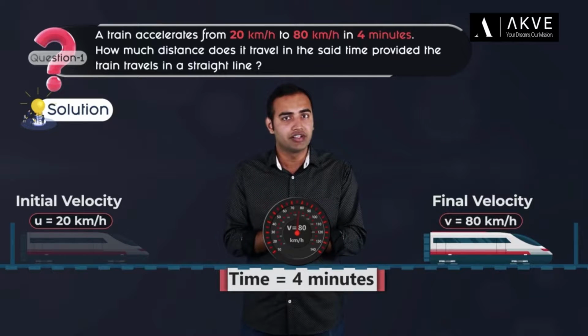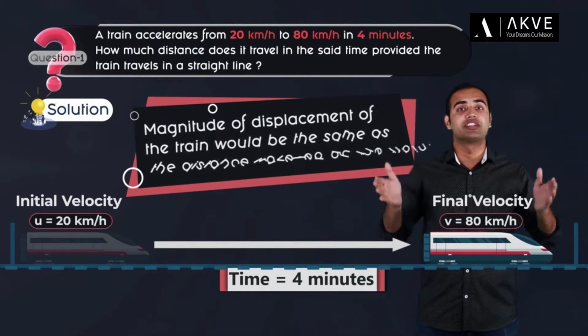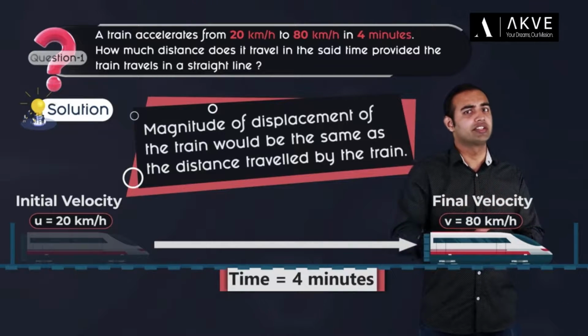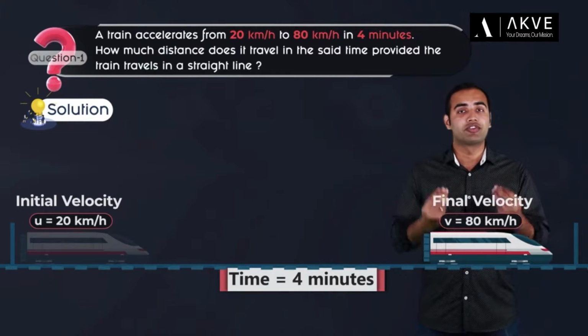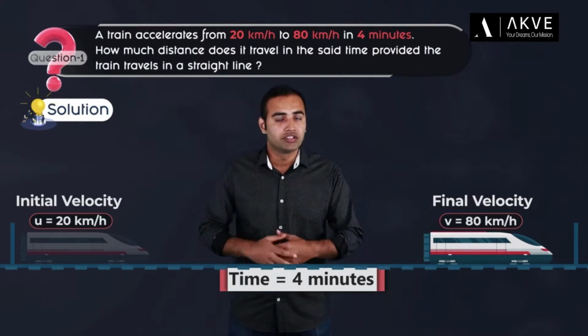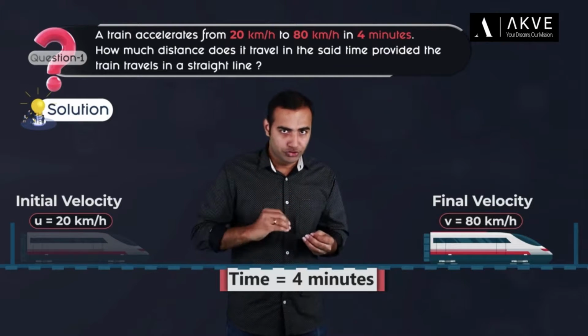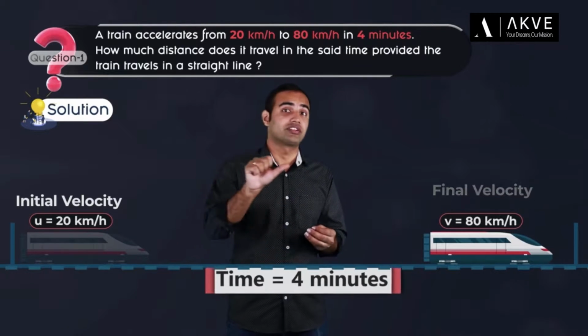The train was traveling in a straight line. This means the magnitude of displacement of the train is same as the distance traveled by the train. So essentially, we have to find the magnitude or the value of displacement. Now, the problem doesn't explicitly tell us in which direction the train was moving. So I'm assuming that the train was traveling towards the right direction.